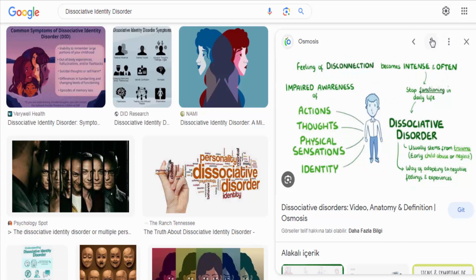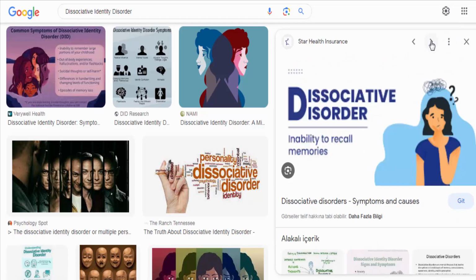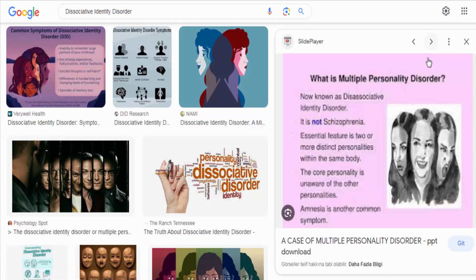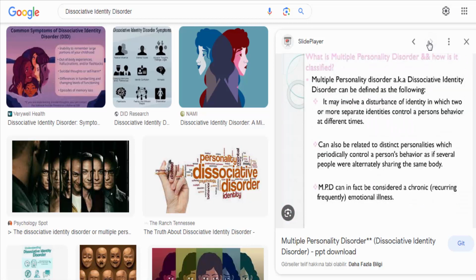The diagnosis of DID can be challenging due to the complexity of symptoms and the potential for co-occurring conditions like depression, anxiety disorders, or substance abuse. Mental health professionals typically rely on clinical interviews, psychological assessments, and observation of symptoms to make an accurate diagnosis.